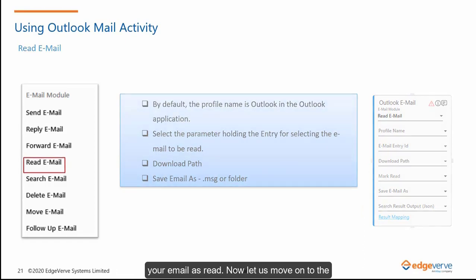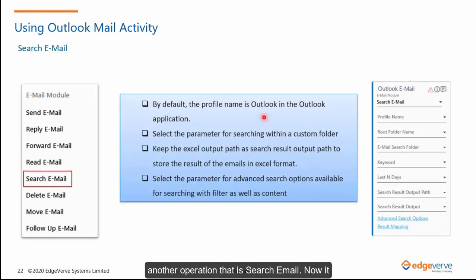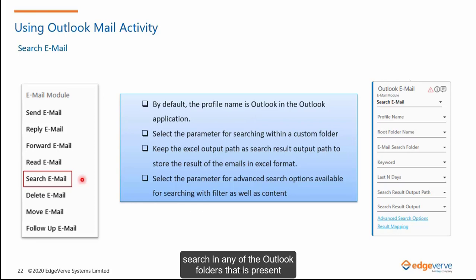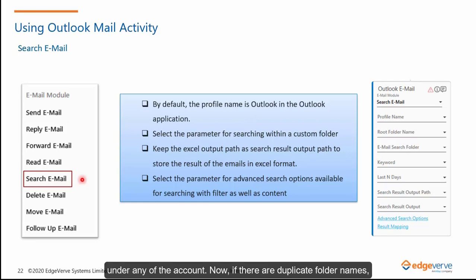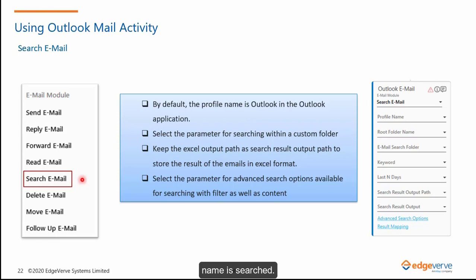Now let's move on to another operation, that is search email. It helps you to search for one or more emails as per the specified search criteria. This operation can search in any of the Outlook folders that is present under any of the accounts. Now, if there are duplicate folder names, the first occurrence of the folder with the specified name is searched.